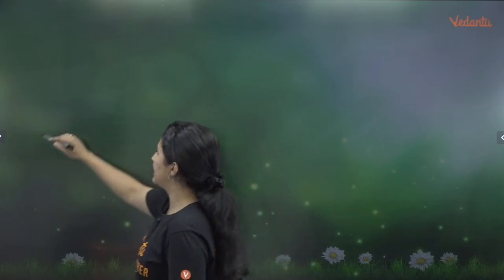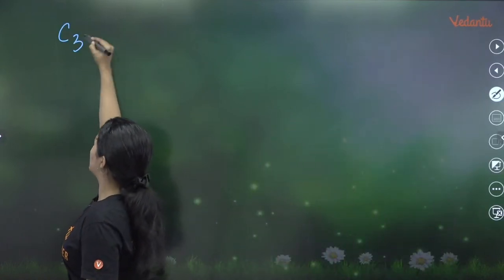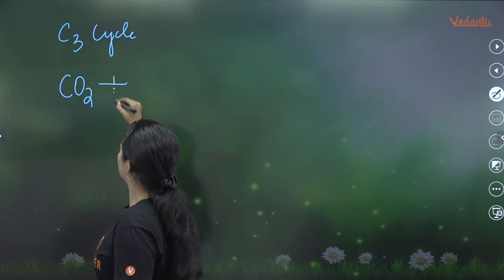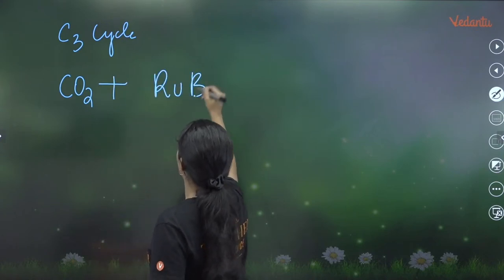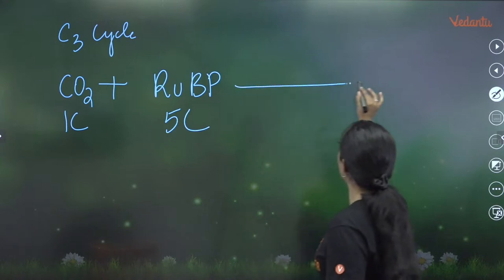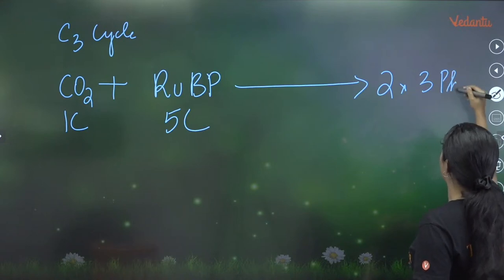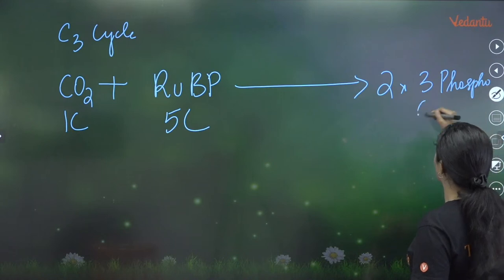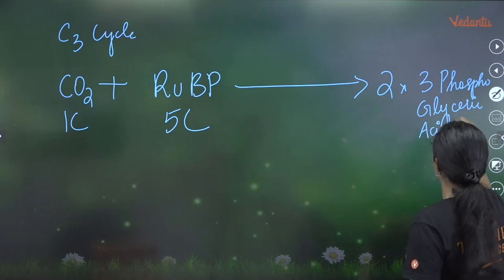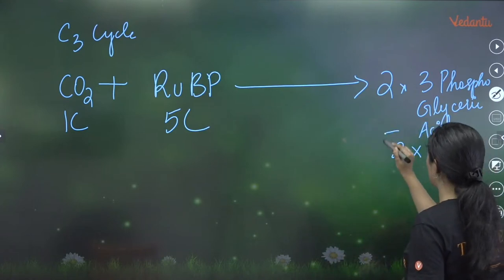Basically what happens is in the C3 cycle, that is normal conditions, we have the C3 pathway. The reaction goes like this. We have carbon dioxide, we have RuBP, 5 carbon. With the enzyme, we are making 2 molecules of 3-phosphoglyceric acid. 2 into 3-phosphoglyceric acid, that means 2 into 3 carbon. This is like the first step, no?